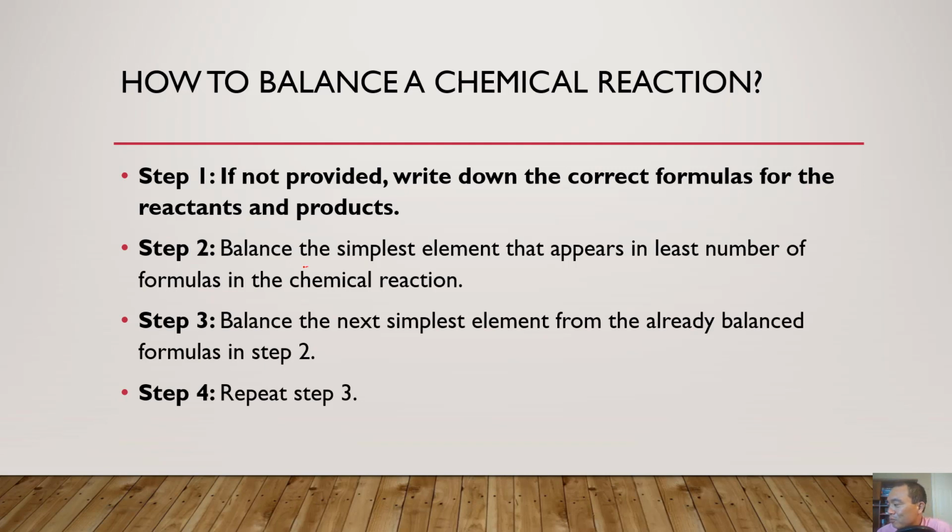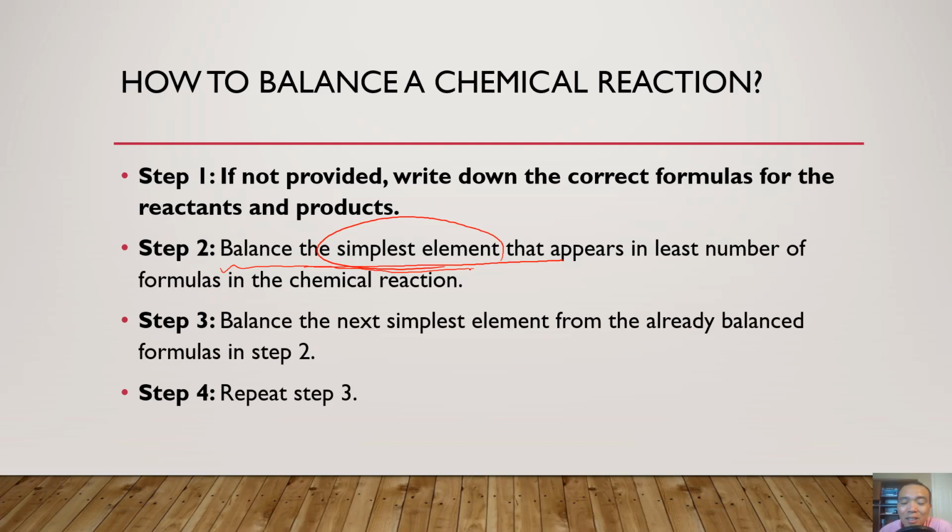You actually balance the simplest element. So what is the simplest element? It is defined as the element that appears in the least number of formulas. If an element appears on the left side, it must appear on the right side. So the least number of formulas an element can appear in is 2. The next most simple element could be one that appeared in 2 formulas or 3 formulas, etc. So step 2, you balance the simplest element that appears in the least number of formulas.